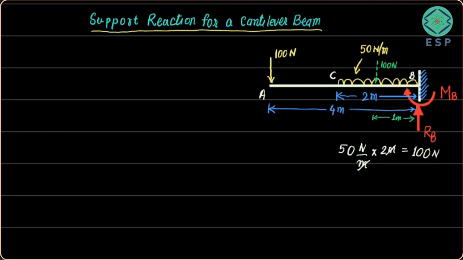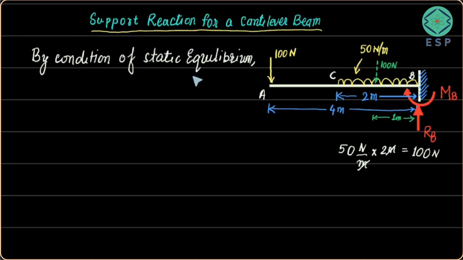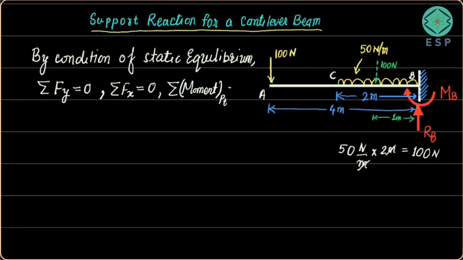Okay, so now we'll start the calculation. It is based on the condition of static equilibrium. So by the condition of static equilibrium, we know that the summation of forces in the vertical direction will be 0, the summation of forces in the horizontal direction, that is Fx, is equal to 0, and for the summation of moment, you can take any point you would like. I shall be considering point B. So the summation of moment about any point is also going to be 0. So these are the conditions of static equilibrium.